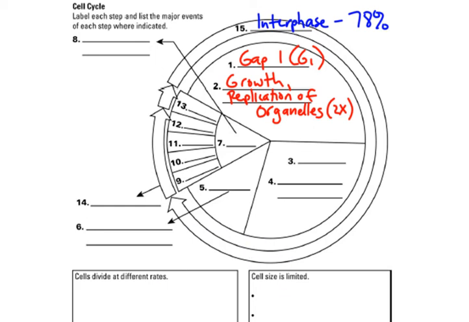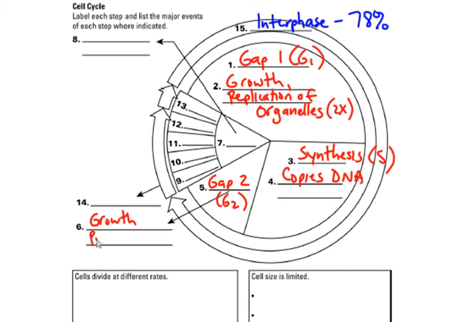The second stage in interphase is called synthesis, or the S phase. The only thing happening here is we are copying DNA, making sure we have two sets of it. And then the third stage is called gap 2, or the G2 stage. And what we see here is more growth and basically preparing for mitosis because we've gotten too big.